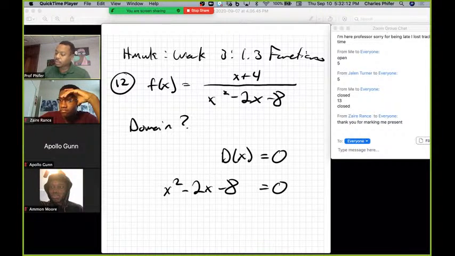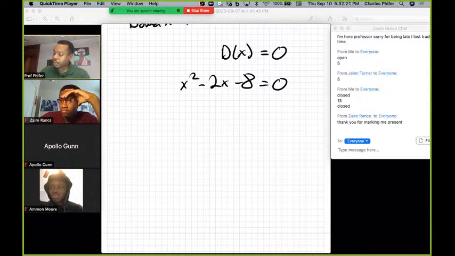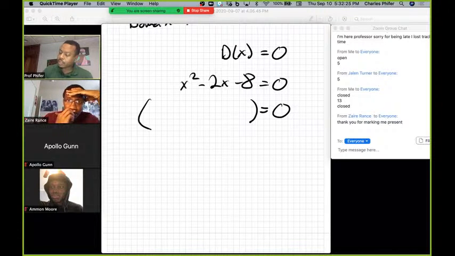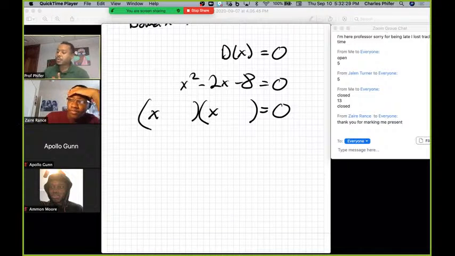We want to set it equal to 0 and solve, and that'll tell us the x's that make it 0. So to solve something like this, what would you do? What does your intuition tell you? What is this technique called? Factoring, right? We're looking for two numbers that do what?